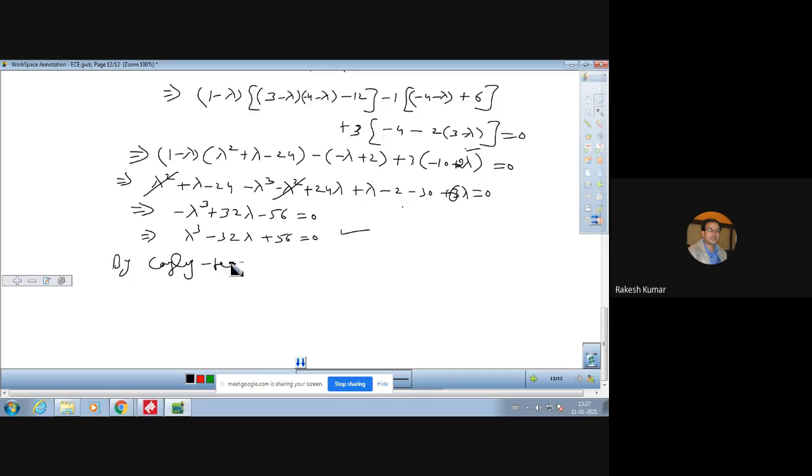Cayley-Hamilton theorem, what we should have, this should be A cube minus 32A plus 56I is equal to null matrix. Number 1.